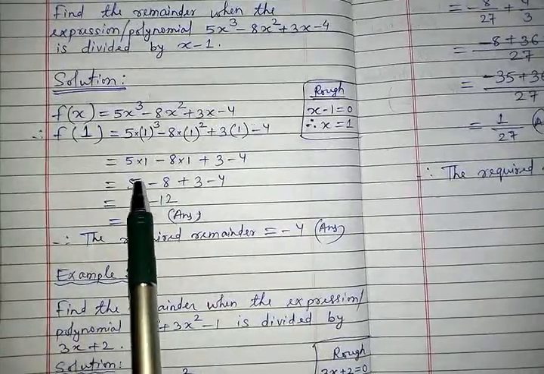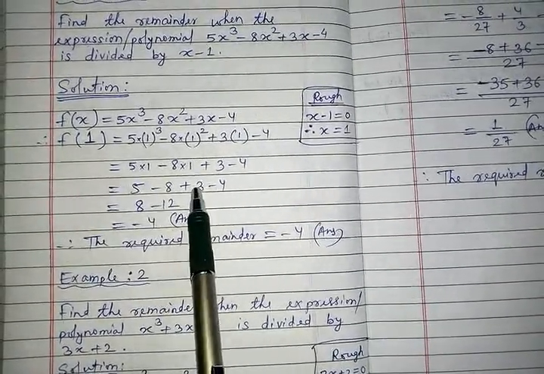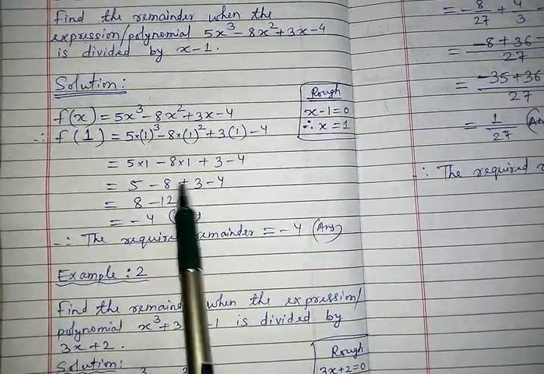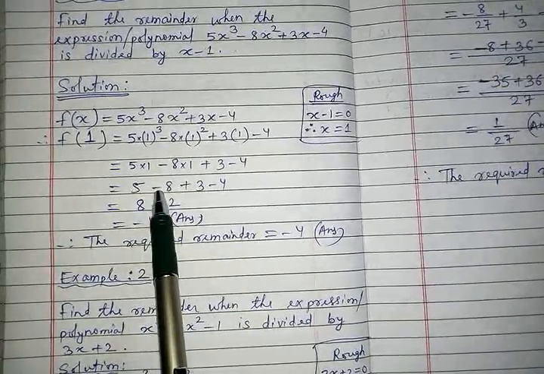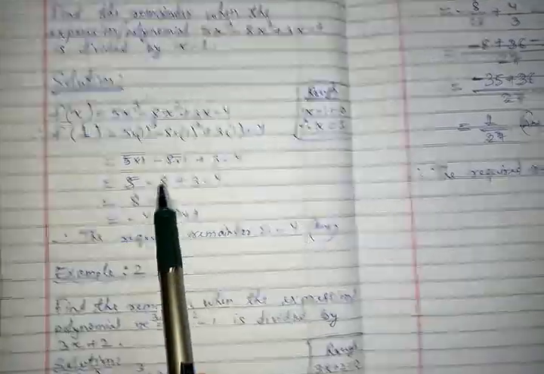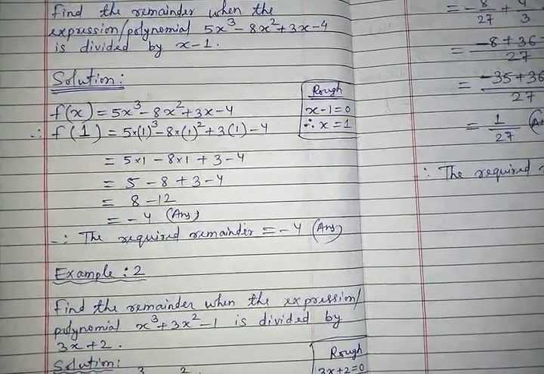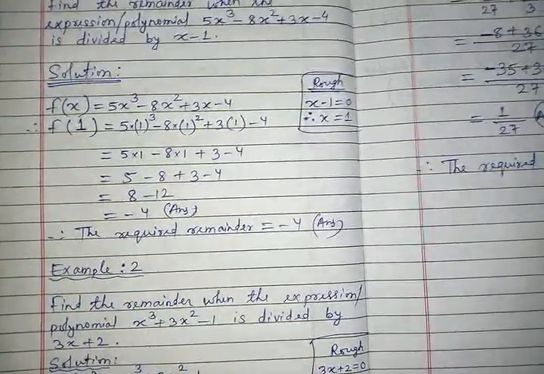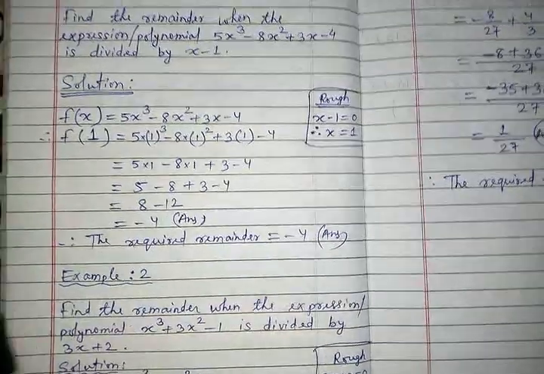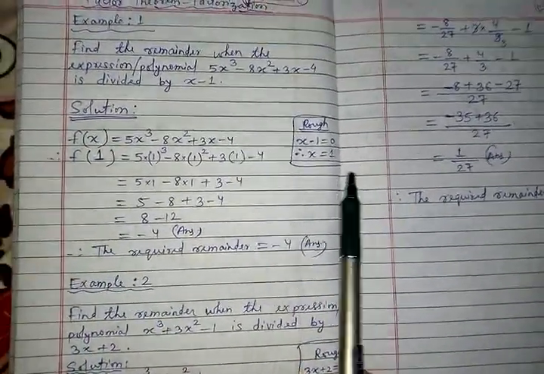Now what you do, you add both the plus numbers. This is a plus number, this is a plus number. 5 plus 3 is 8. How to understand? Because in front of the number there is plus; here nothing means plus, and here it is minus 8 and minus 4. So 8, and minus 8 minus 4 is minus 12. And 8 minus 12 is minus 4. So our required remainder is equal to minus 4. So you have to find the remainder in a very different technique.